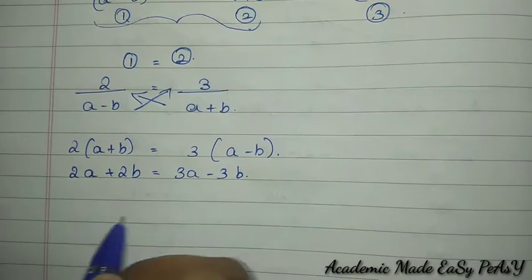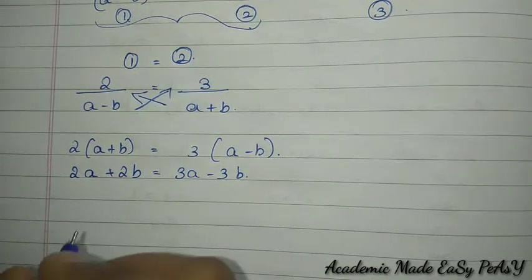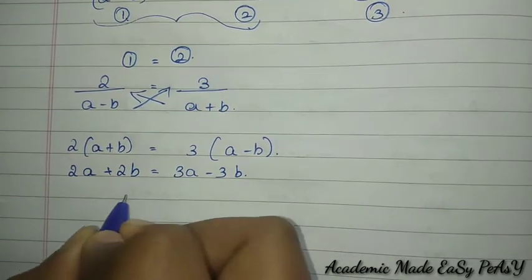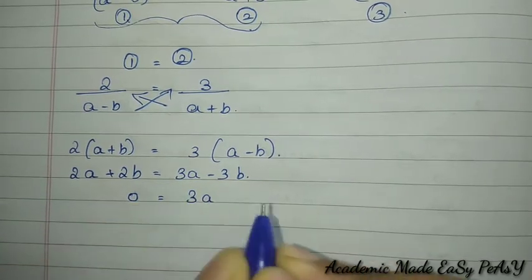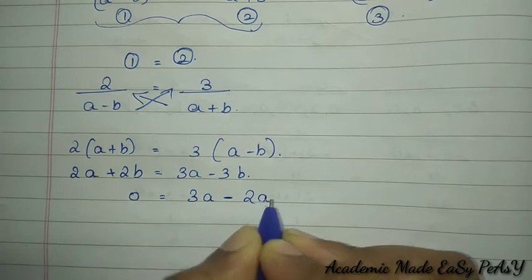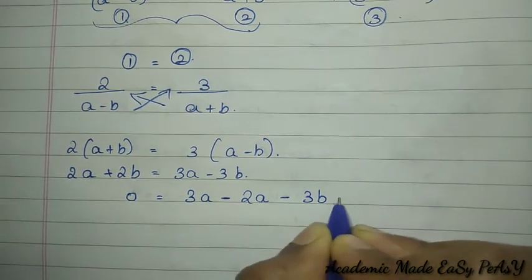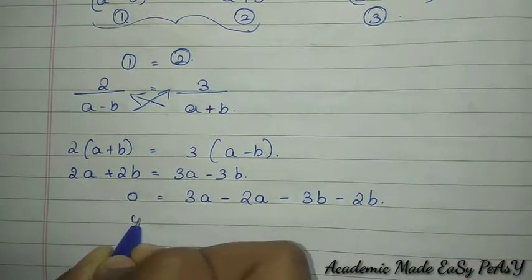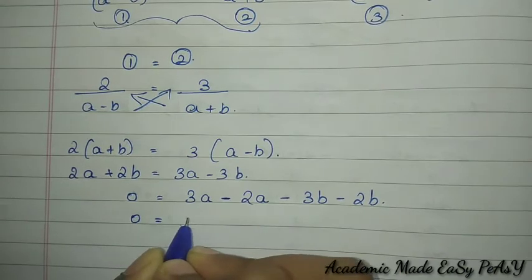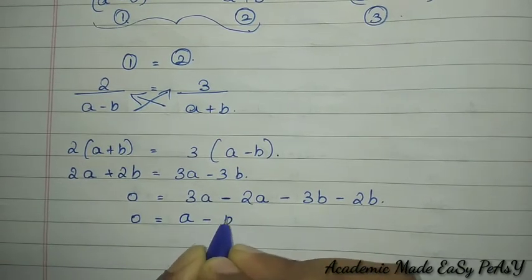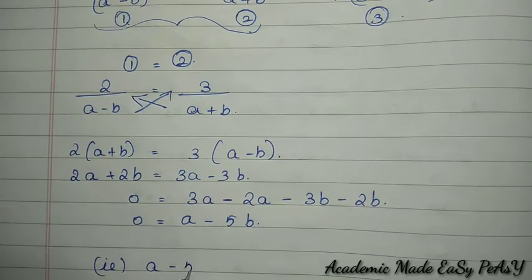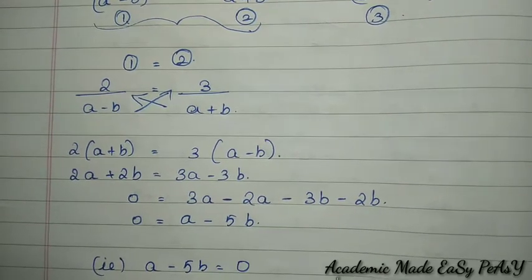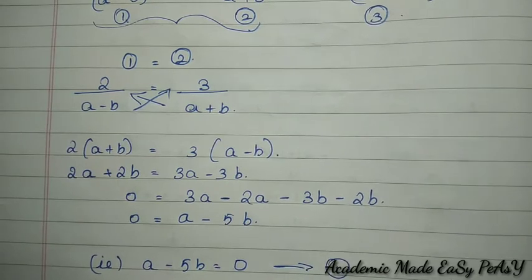Now I will have all my variables on one side. So I will have 0 is equal to 3a, I will take this 2a to this side, so it will be minus 2a, minus 3b minus 2b. So 0 is equal to a minus 5b. So that is a minus 5b is equal to 0. Let this be equation 1.